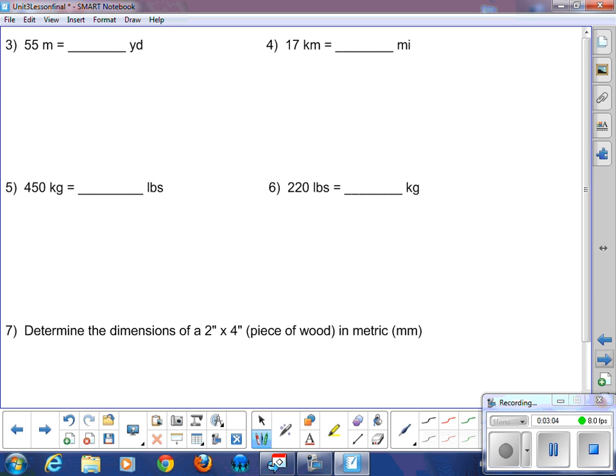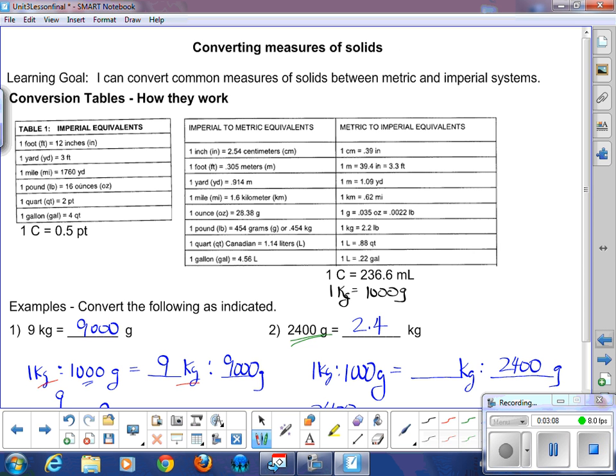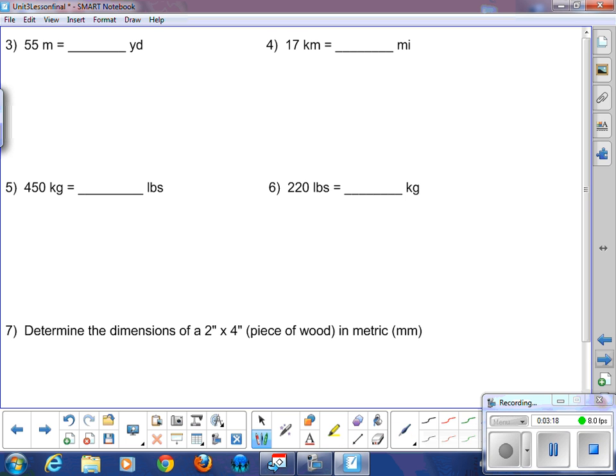Meters to yards. We are looking at going from meters to yards. So we're going to go back, look at our sheet, and look for meters to yards. And as we look through the chart, it's right there. 1 meter is 1.09 yards. So 1 meter to 1.09 yards would be equal to meters to yards.